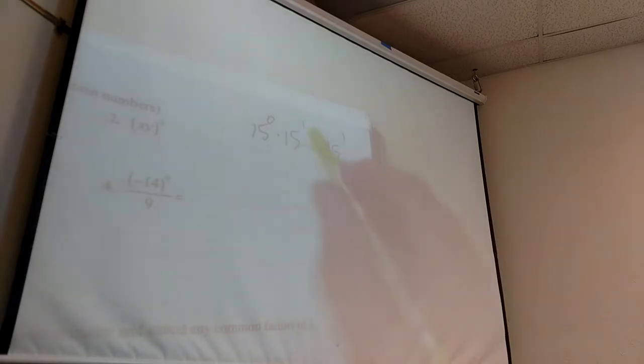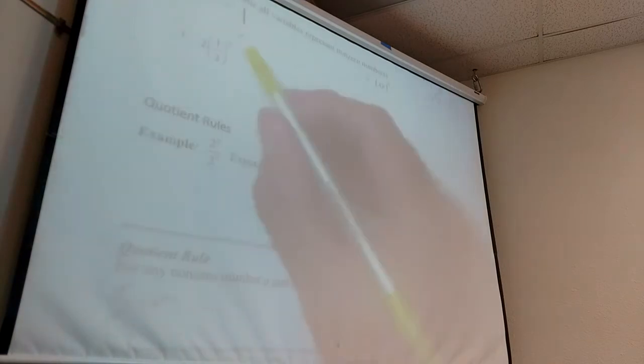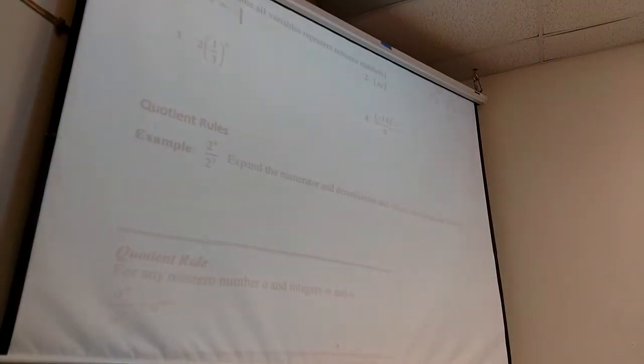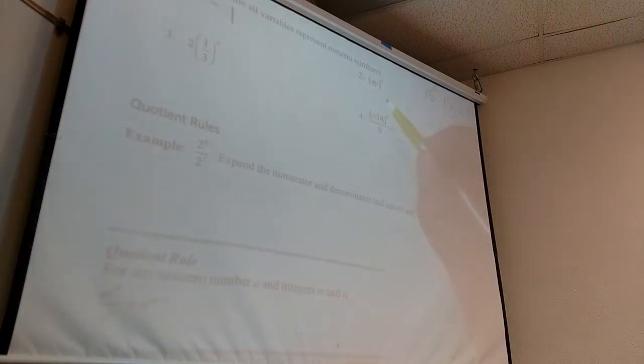I actually get the same thing. What acts like that when I multiply? I get the same thing. 1. So that's another reason why 15 to the 0 is 1, because it does the same stuff that 1 does. What about number 2? Careful. Anything to the 0 power is 1.